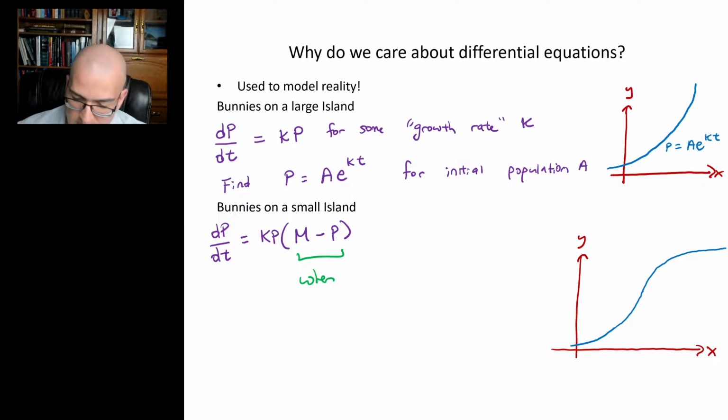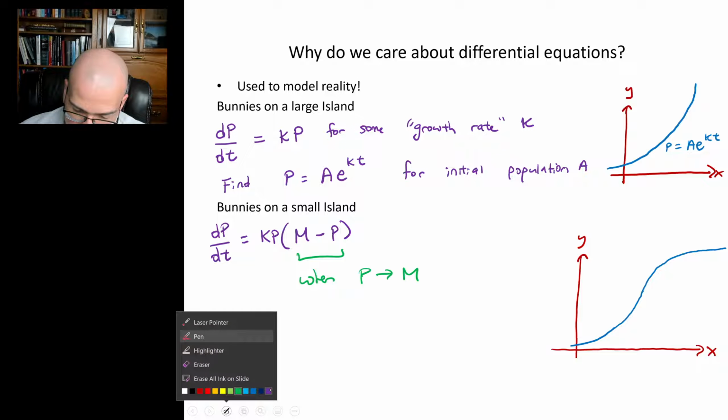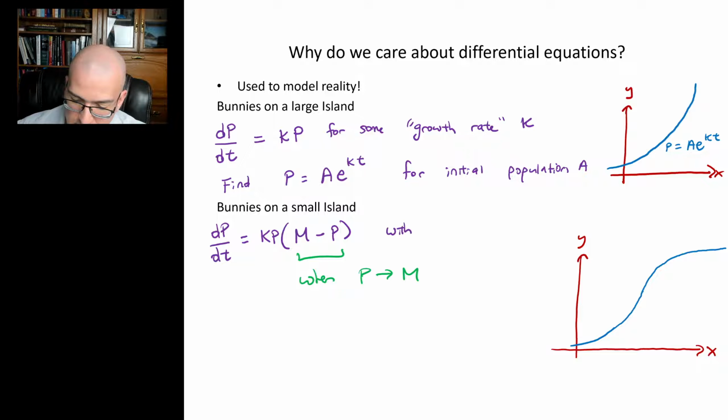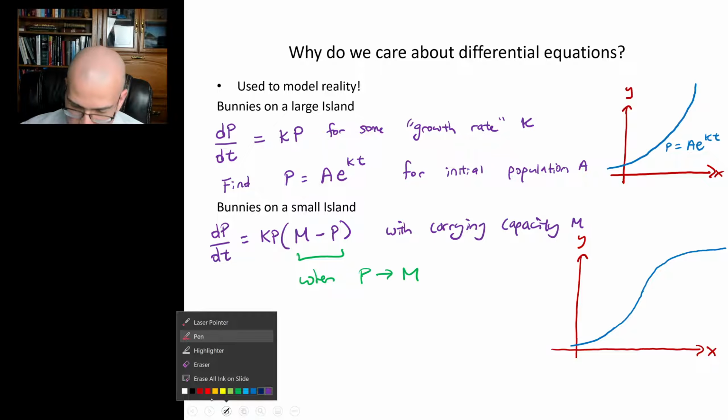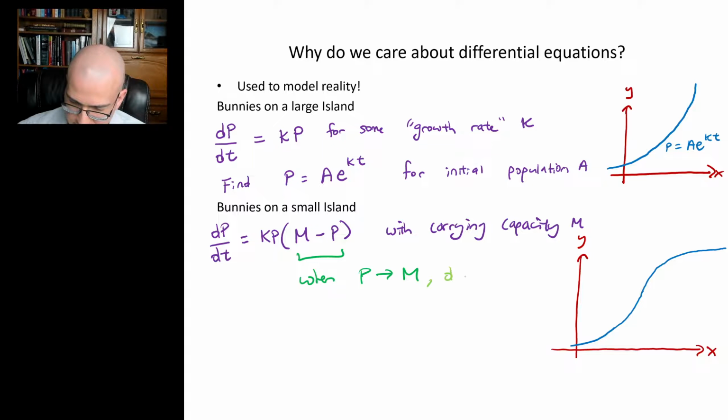when p approaches m, now I should label what m means, carrying capacity m. When p approaches m, dp by dt is going to approach 0, because we'll have, let's say, m minus m, we'll have a 0 there. dp by dt is equal to 0.